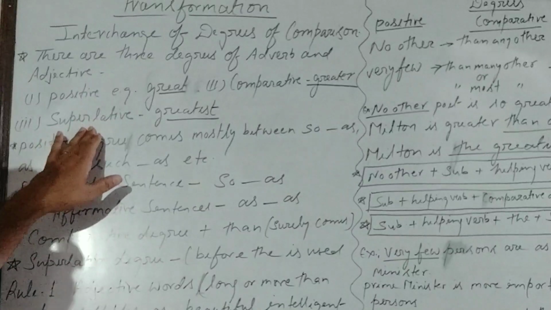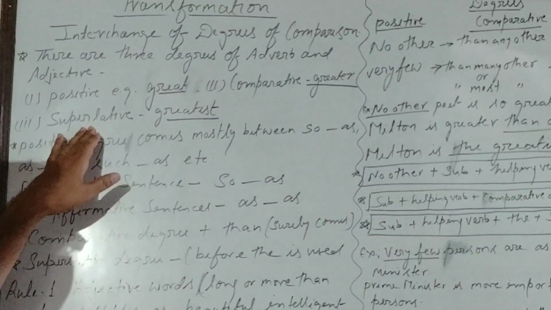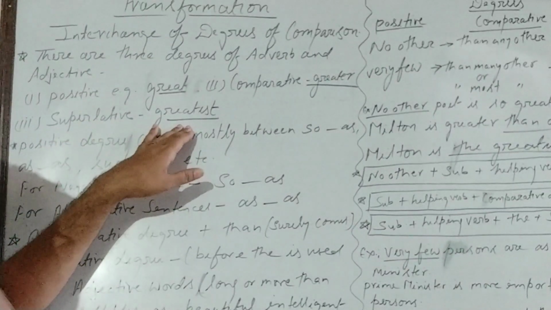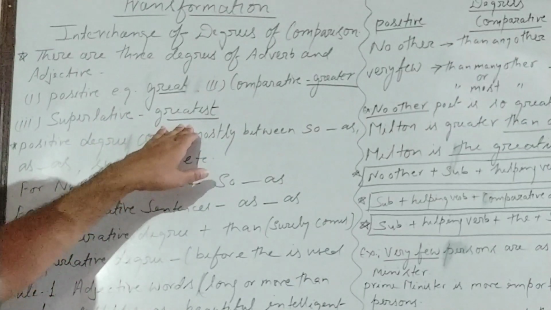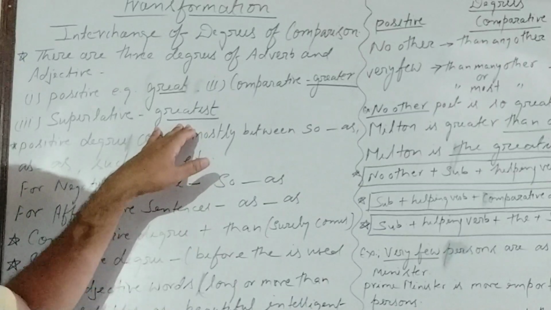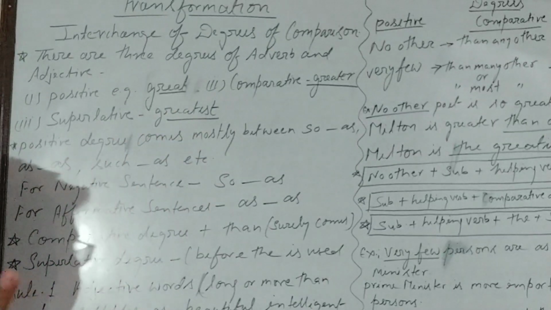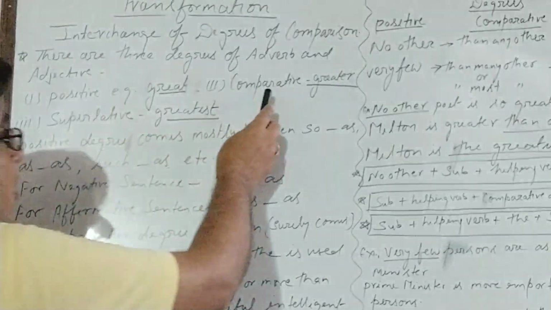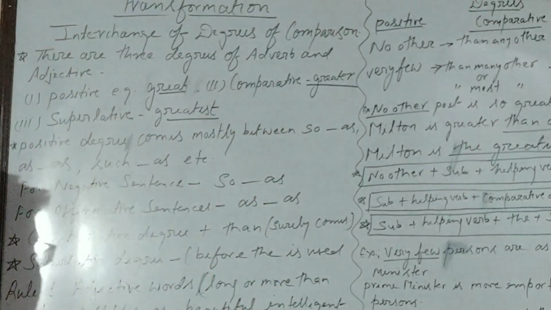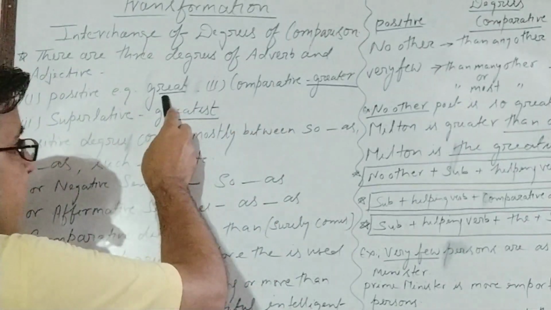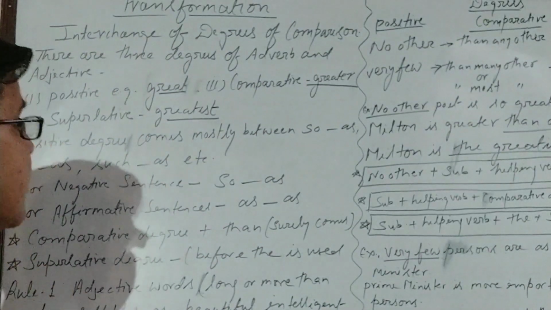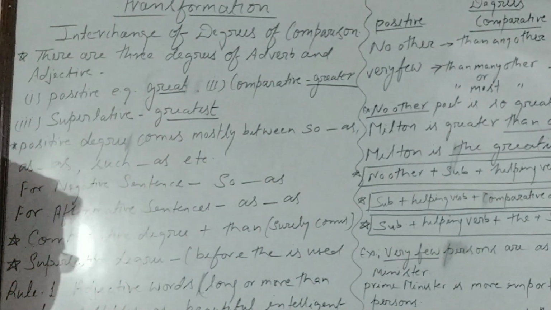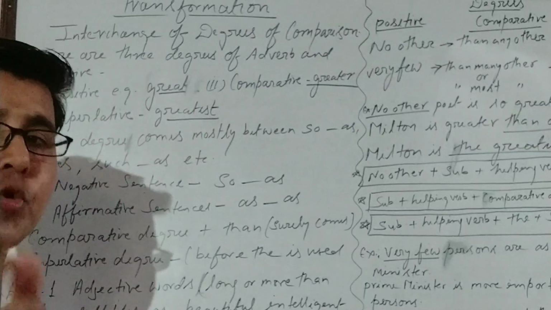Now, third, we talk about superlative. Superlative form, that is greatest. Greatest is the third form of adjective and it is also called the superlative degree. So thus we talk about the three kinds of degree today: positive, comparative and superlative. Thus we can say great, greater and greatest. Great is the positive degree, greater is the second, comparative degree, and greatest is the superlative form.